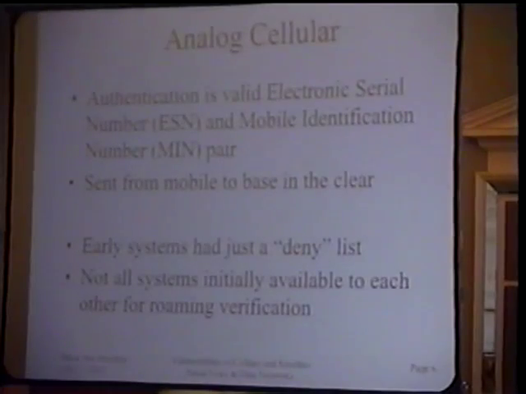There's no encryption on it. There's no real protection. Early on in the deployment of analog systems, there wasn't even a list of valid ones. All they had was a list of invalid ones. These were the people who didn't pay their bills. And so the quickest way is just to make a blacklist and deny them, but basically accept everybody else.